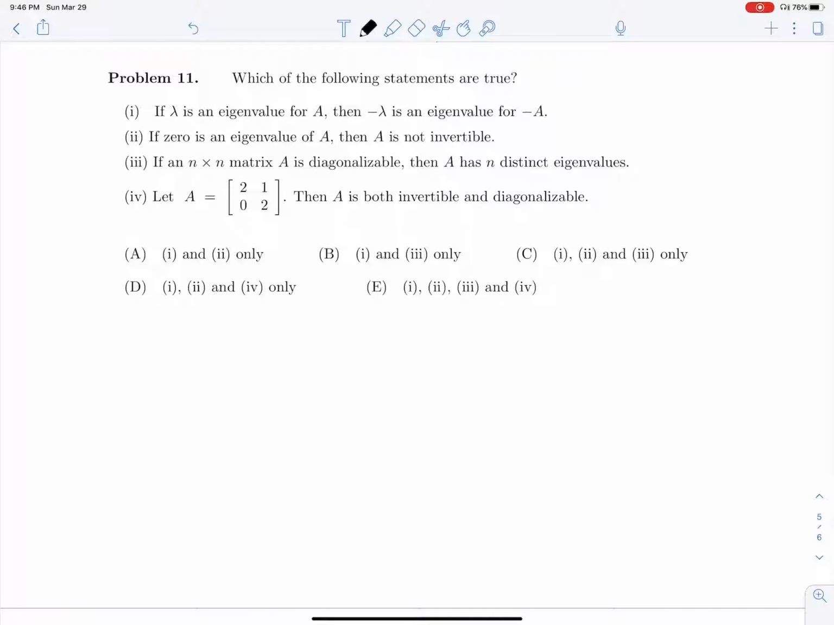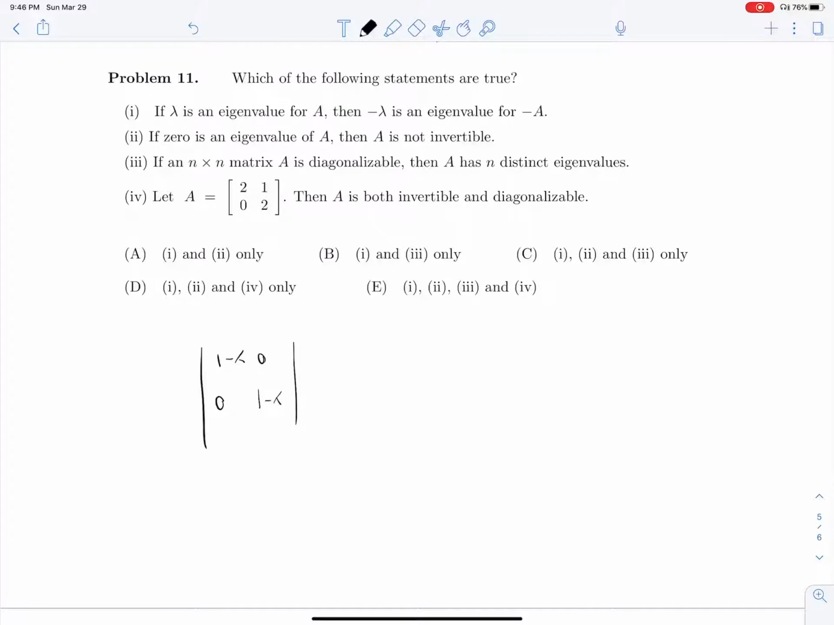Problem 11, which of the following statements are true? If lambda is an eigenvalue for A, then negative lambda is an eigenvalue for negative A. I'm going to choose a very simple example for this, but if you want more mathematical rigor, I am certainly not the person to go to. Let's find the eigenvalues for this matrix here, just the 2D identity matrix.